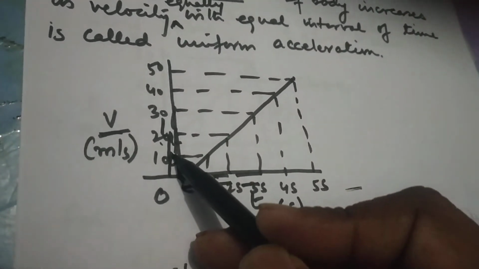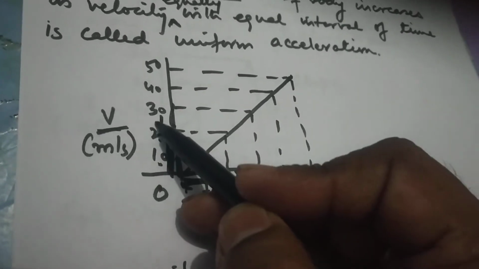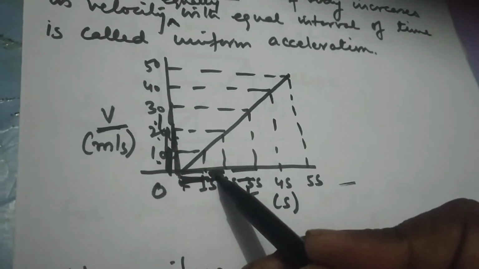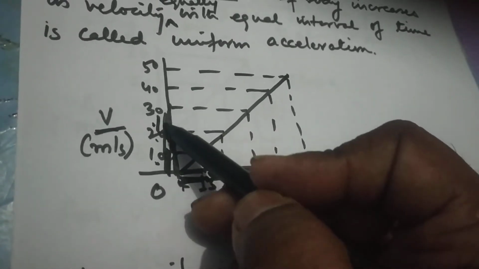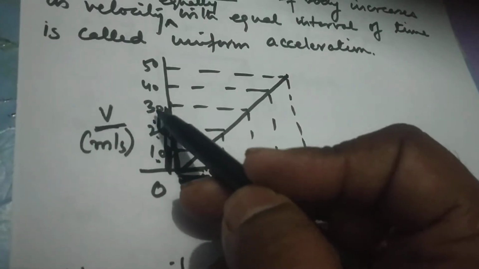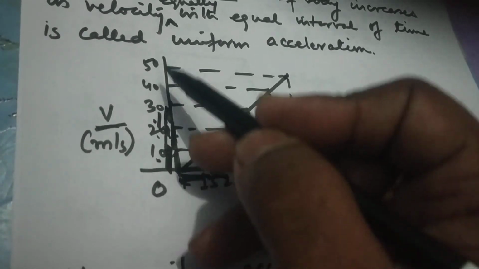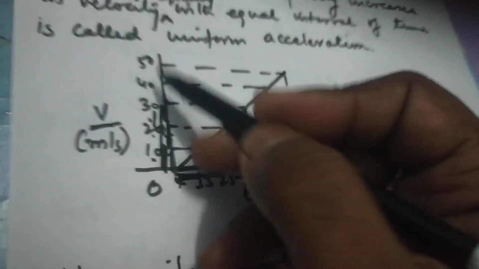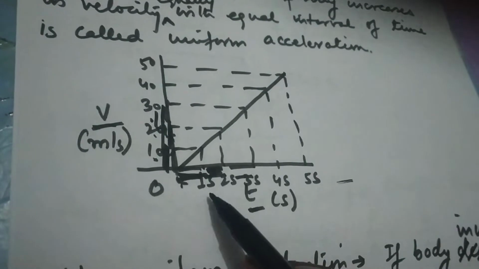So if you show it graphically also, the first 10 meter per second is done in 1 second. When you go from 10 to 20, again it is a gap of 10. How much time is taken? 1 second. Similarly again 10 meter per second, that is you have gone to 30. Again you have gone to 40, 50. So every time the gap is the same, equally, and the time is also the same.